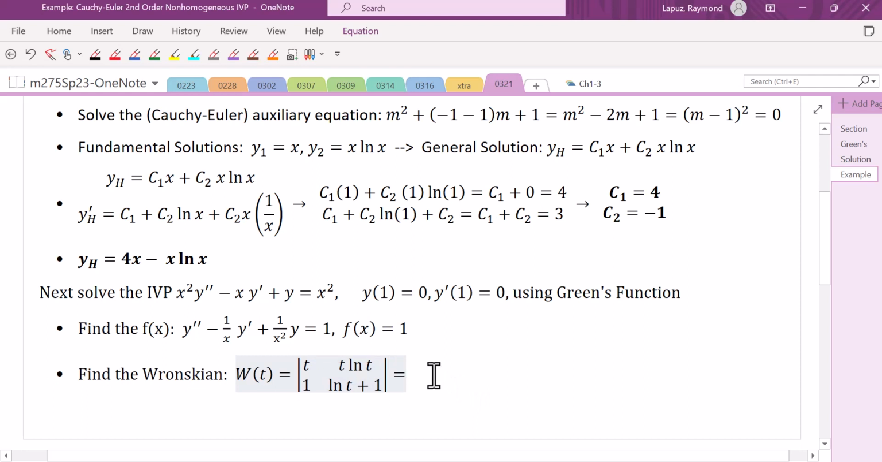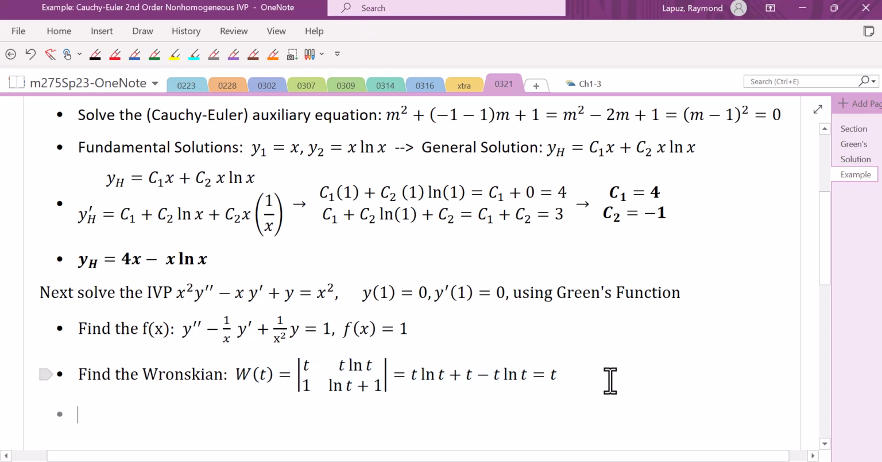All right, and so that is going to be t times ln t plus t. Oops, I think I distributed it already, so let's distribute it. t ln t plus t, that's the diagonals being multiplied together, and then we're going to subtract 1 times t ln t. And you can see that there's a t ln t, and then there's another t ln t that's going to cancel, so I think this just simplifies. The Wronskian just becomes t.